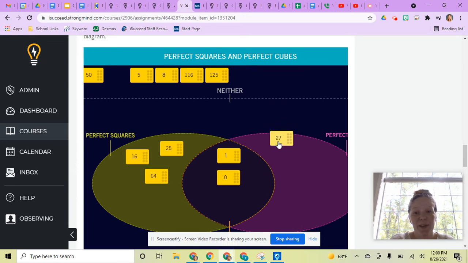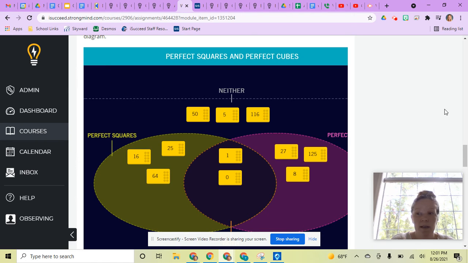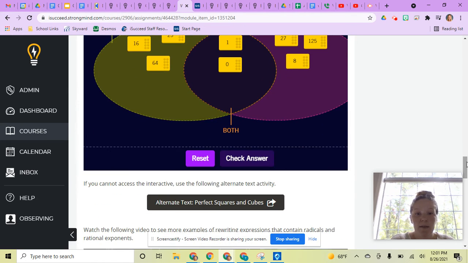27 is a perfect cube, 3 times 3 times 3. 125 is 5 times 5 times 5. That's a perfect cube. 8 is 2 times 2 times 2. That's a perfect cube. And I'm thinking these are neithers. I don't recognize them as perfect squares or perfect cubes. And I think it'll let us check our answers here. When I scroll down, check answer.